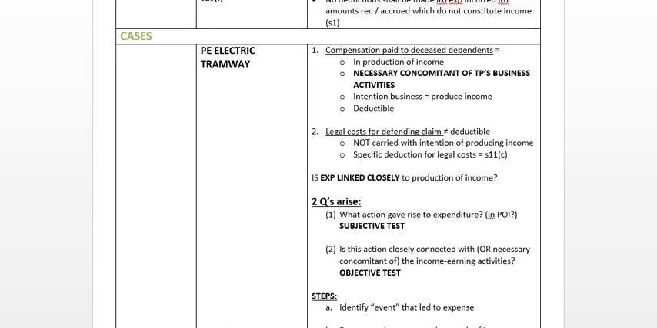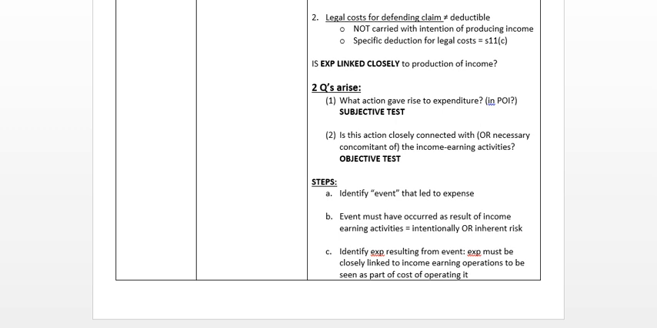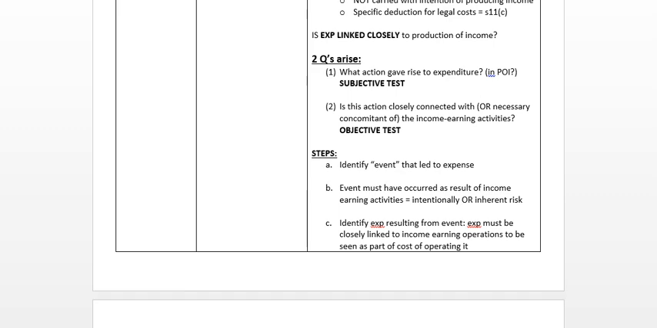So is expenditure linked closely to the production of income? Two questions arise. Firstly, the subjective test: what action gave rise to this expenditure, and is it in the production of income? And secondly, the objective test: is this action closely connected with, or a necessary concomitant of, the income earning activities?